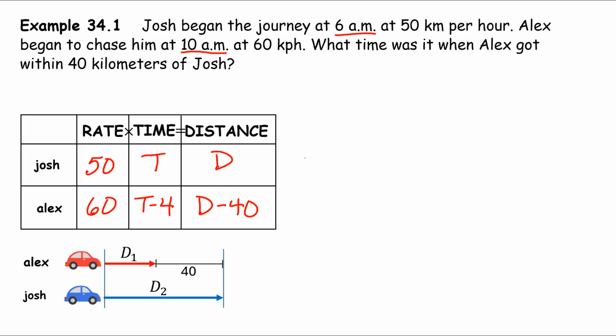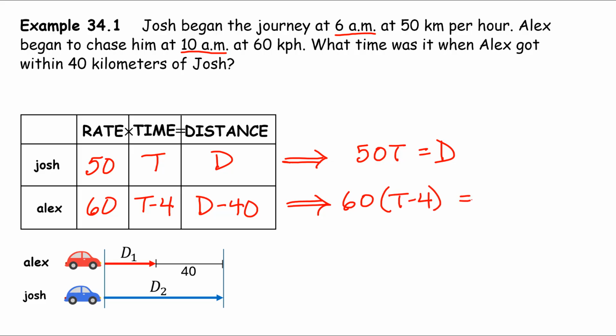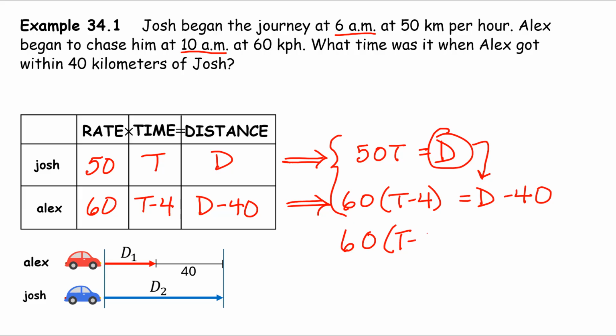Well, now we're going to write two equations based on these two rows because we know rate times time equals distance. So 50t is equal to d, and 60 times t minus 4 is equal to d minus 40. So I have two equations and two unknowns, t and d. The easiest thing to do here is substitution because you know that d is 50t. So everywhere you see a d in the second equation, you can just put 50t. So I'll have 60 times t minus 4 is equal to 50t, which is d, minus 40.